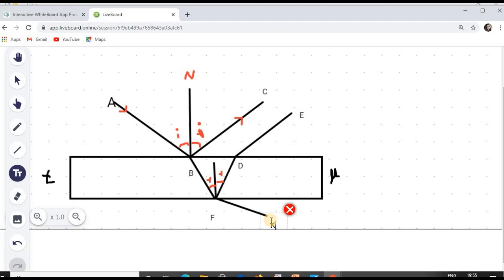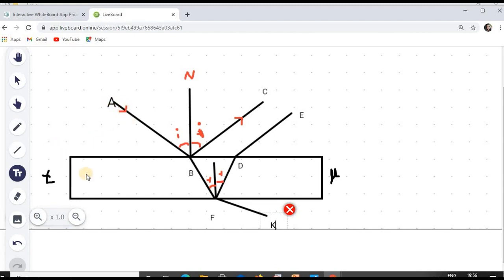Since the film boundaries are parallel, the reflected rays BC and DE may be parallel, since the thin film has parallel surfaces. The rays traveling along BC and BFDE are derived from a common incident ray, which is called AB. So I can say these are coherent sources, and when they interfere they can produce an interference pattern when we view with our eyes.